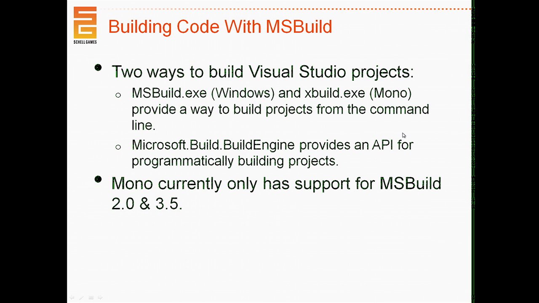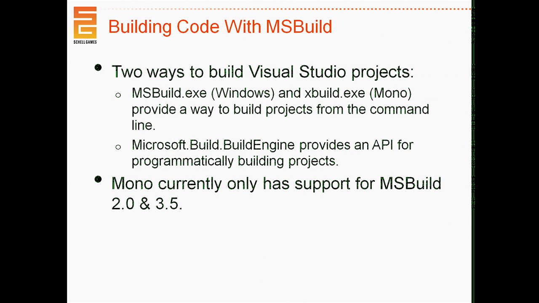So there's a couple different ways to build Visual Studio projects. This is going to be the first step in our build process. We'll build our code, and then we'll launch Unity and build the projects. The two ways that you can build the code is using command line tools. Microsoft .NET Framework provides MSBuild.exe, and Mono provides XBuild. Both work very similar from the command line.